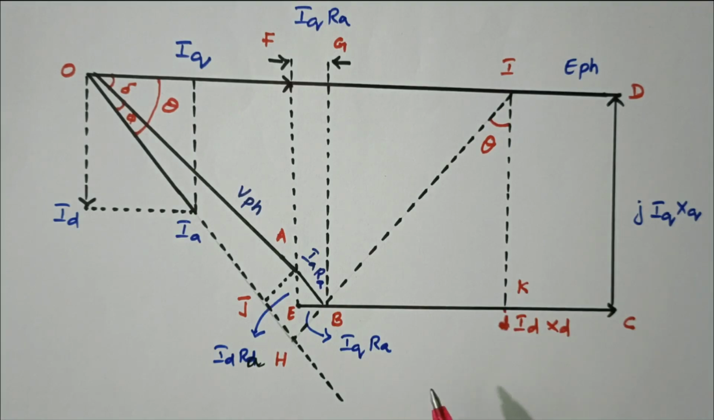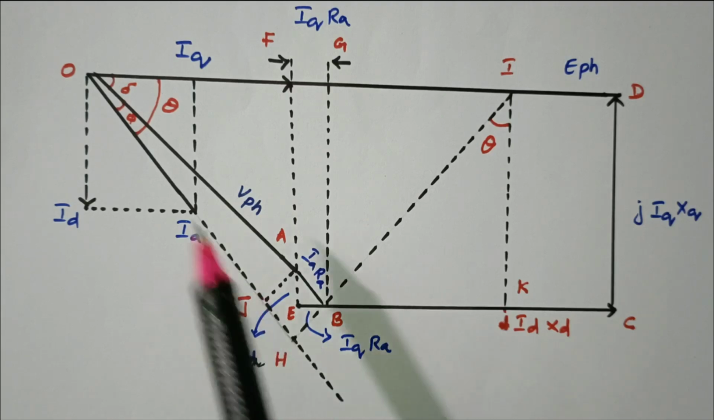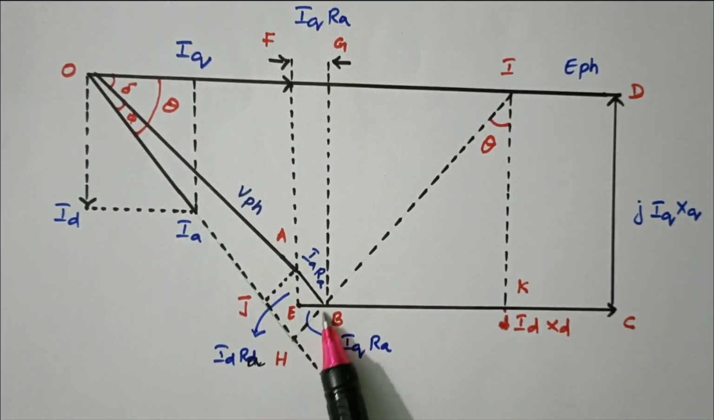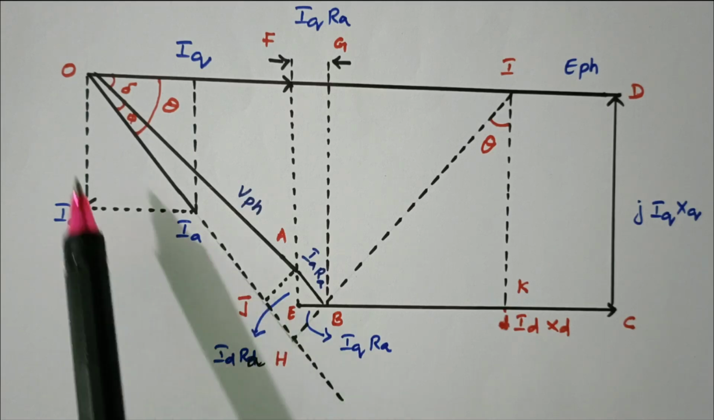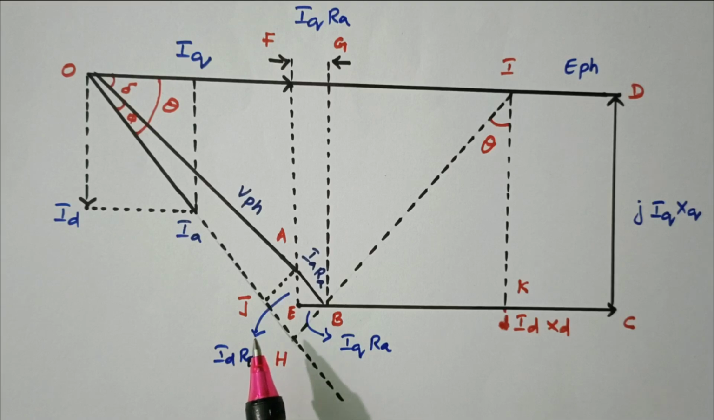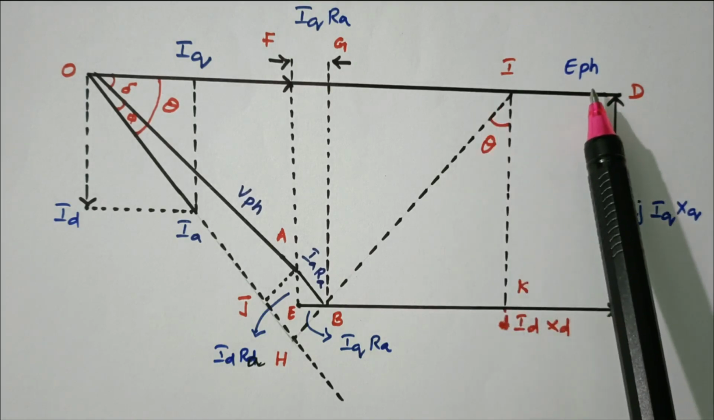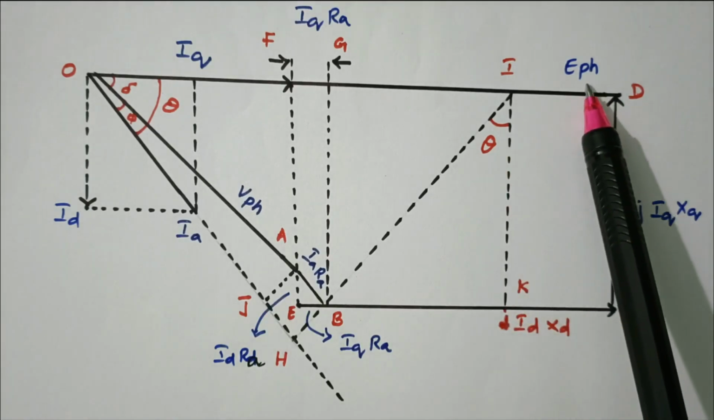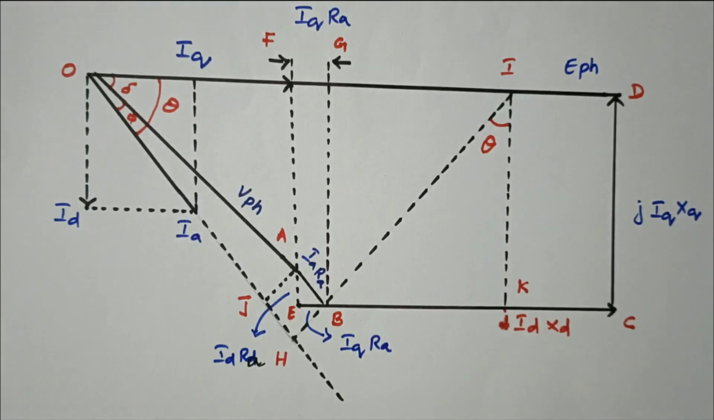Next we consider the triangle OHI. From that we calculated HB, this value. Then we consider the triangle OAJ, this small triangle. From that we calculated JH, this value. Finally, from this triangle, by using this value we are able to find the theta. Further we are able to find the E phase. We'll see that in the calculation. During the calculation all this explanation will be available. From the resultant E phase we are able to find the regulation.